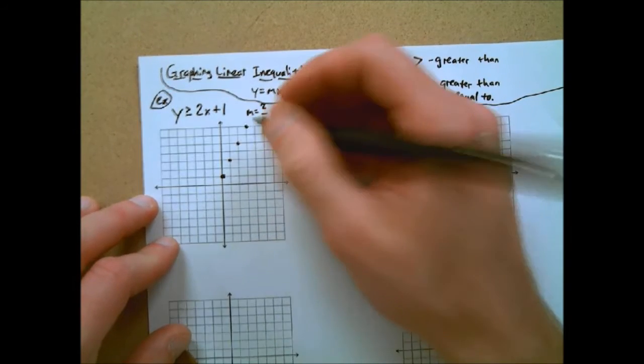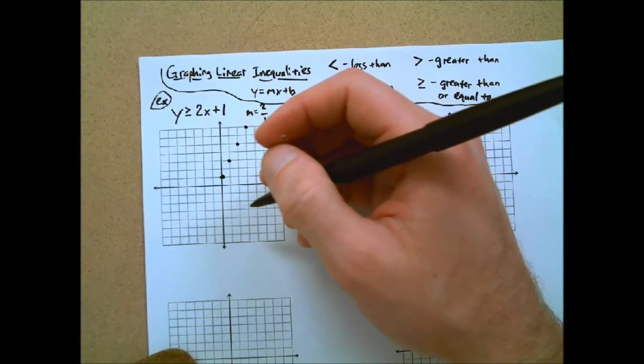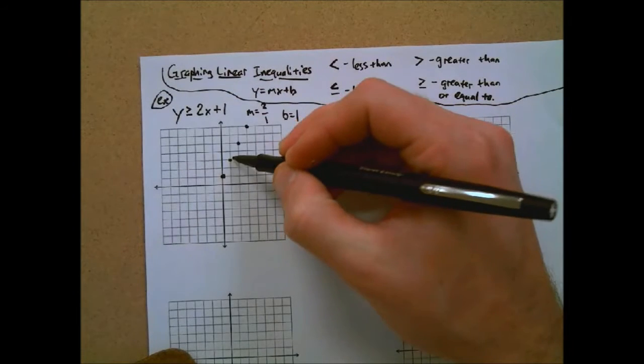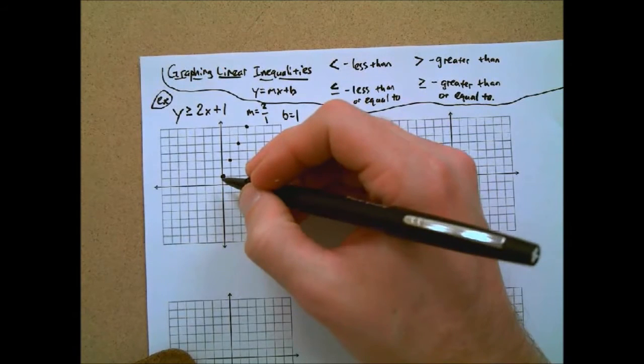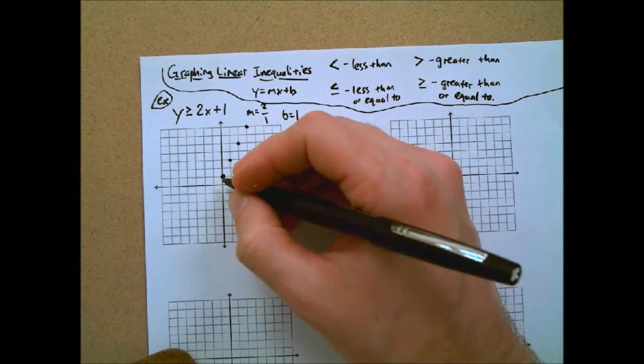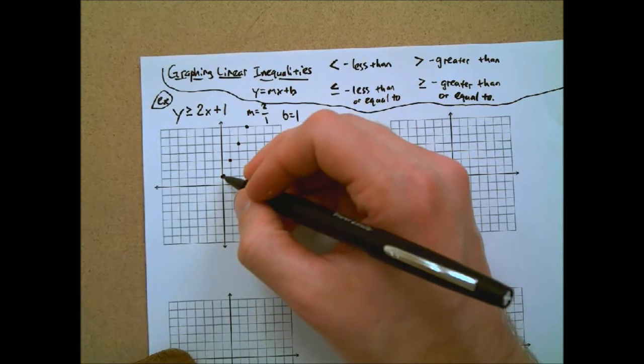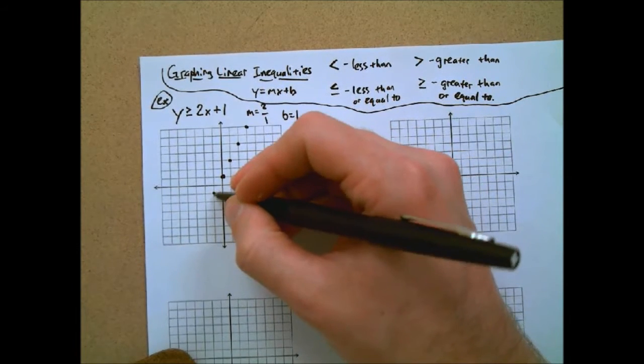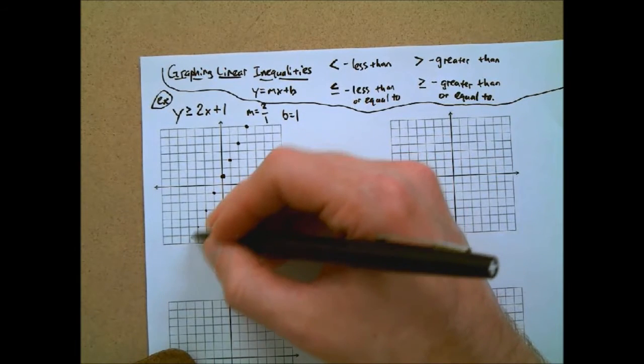Or instead of going up 2, right 1, we could go in which direction? Down 2, left 1. So don't flip the numbers around; it's the direction that changes. Down 2, left 1, down 2, left 1. I'm just going to keep going until I fill it in there.